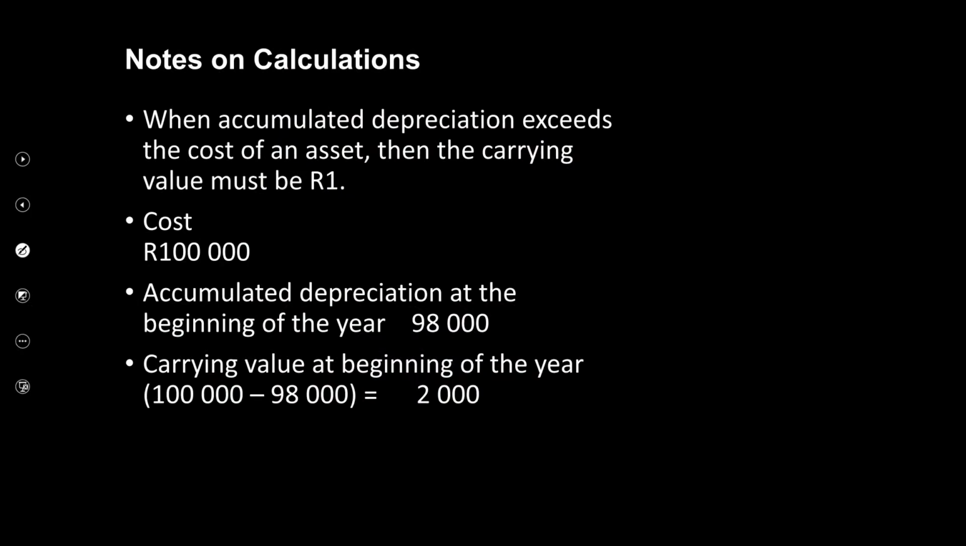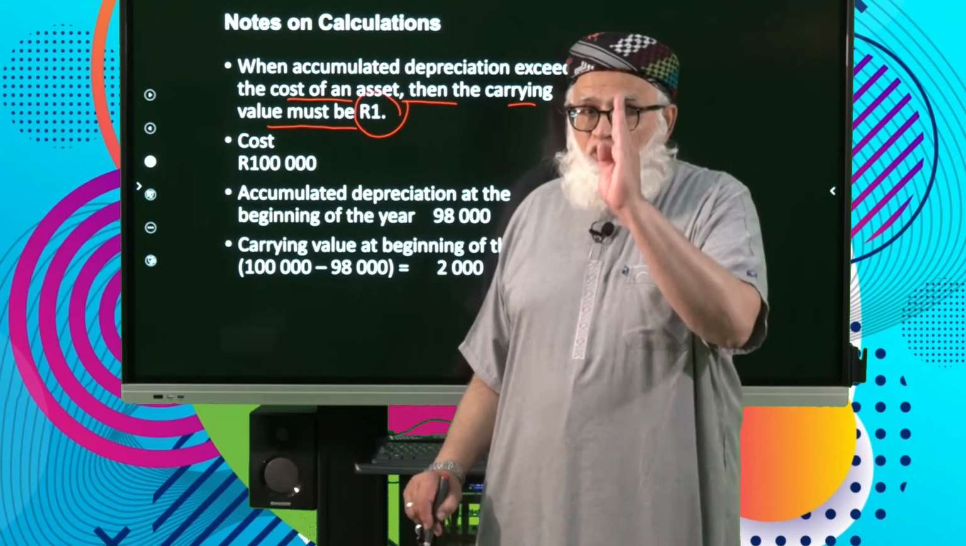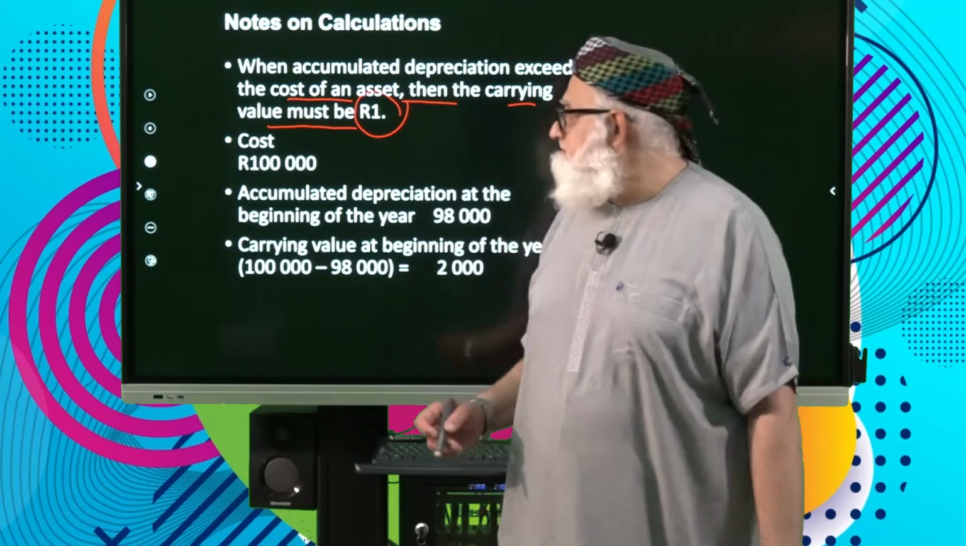When accumulated depreciation exceeds the cost of an asset, then the carrying value must be 1 Rand. Right. Remember I alluded to this earlier on? Now I'm doing an explanation. Please make sure you follow me through this explanation because it is important.